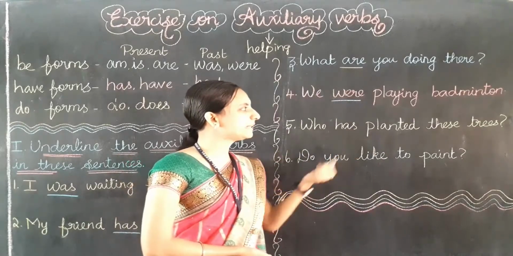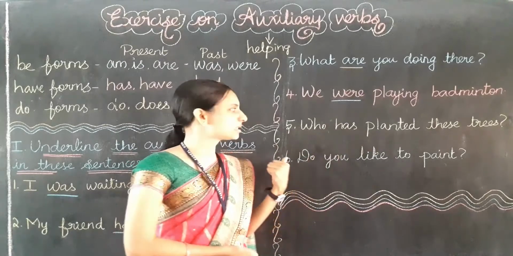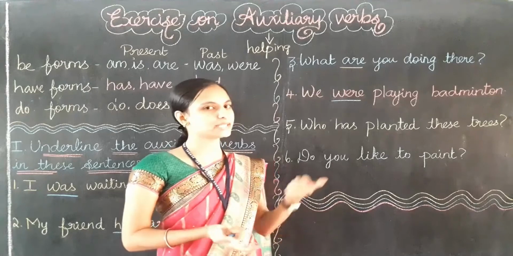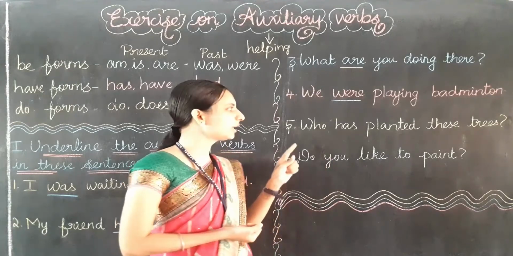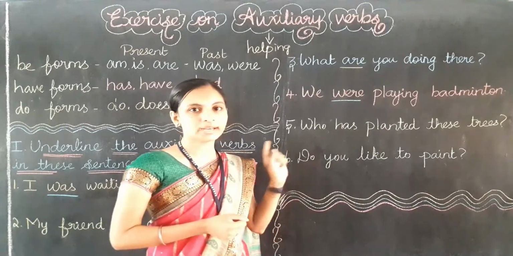Who has planted these trees? யார் வந்து இந்த tree எல்லாம் plant பண்ணாங்க, நட்டாங்க? Okay, this is the Tamil meaning for this sentence. Now can you find the auxiliary verb here? Is who an auxiliary verb?